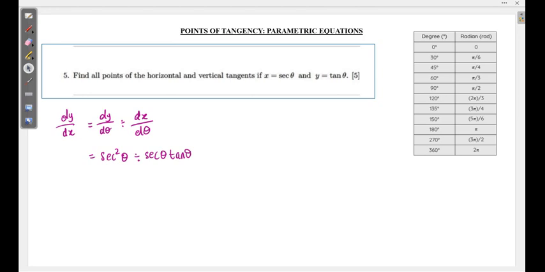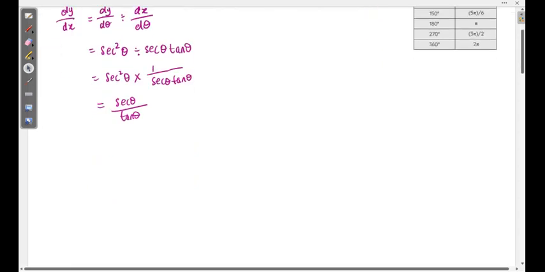And then now you will say, okay, this means you have sec squared theta multiplied by 1 over sec theta tan theta. Simplifying that further, one of those will cancel, which means that you are going to have sec theta over tan theta. Okay, sec theta over tan theta.